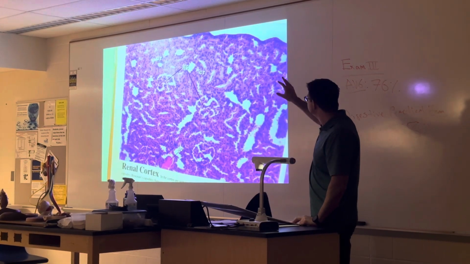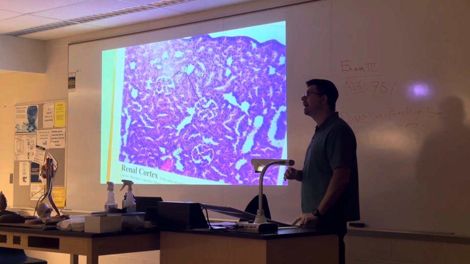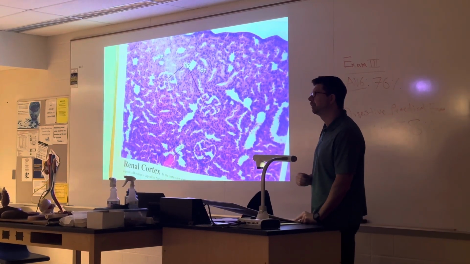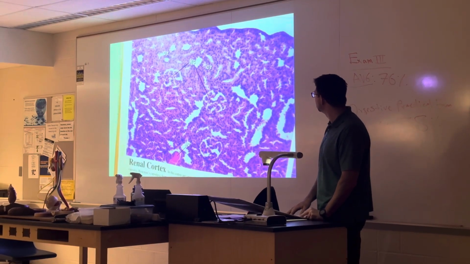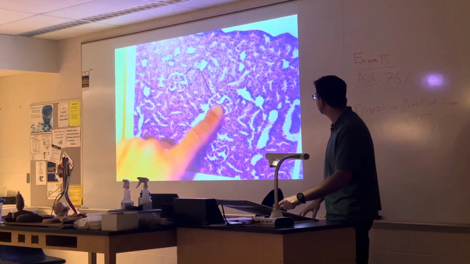So literally all these renal corpuscles are found in the renal cortex. You're not going to find any renal corpuscles that contain a glomerulus or a Bowman's capsule in the renal medulla. You just won't. So that's how you know that you are looking at the renal cortex. All the glomeruli here that you see.